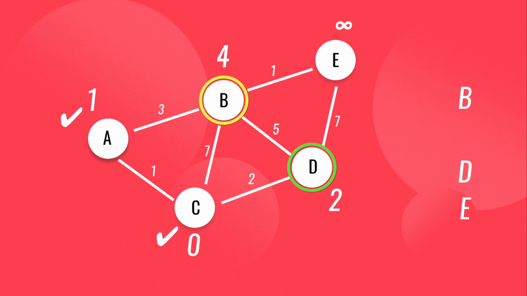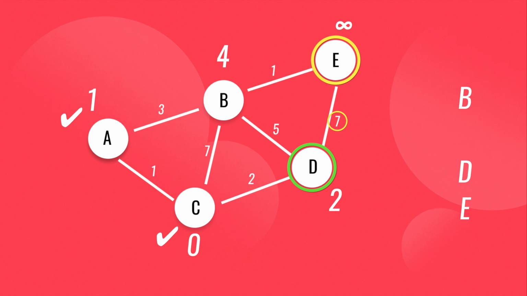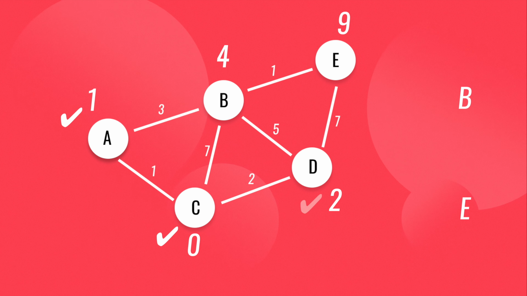To get to B, it'll cost 7, and since 7 is not less than what we currently have for B, we don't update its value. To get to E, it'll cost 9 because D has a value of 2 and the edge from D to E has a value of 7. 9 is smaller than infinity, so we update E's distance and mark D as visited.